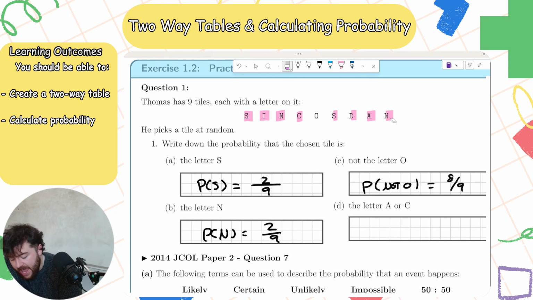Then the letter A or C. So he has one C and one A. So the probability of A or C is 2 over 9.